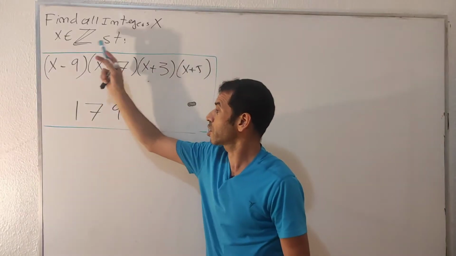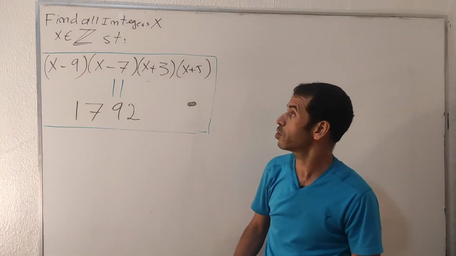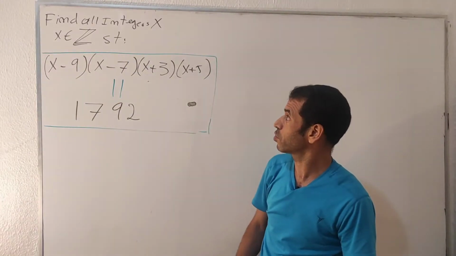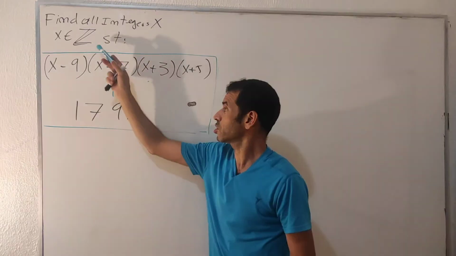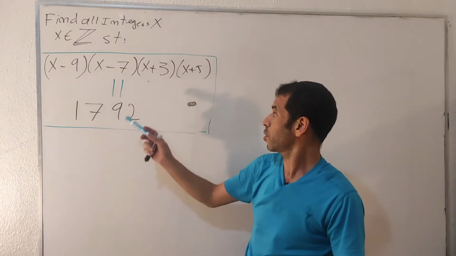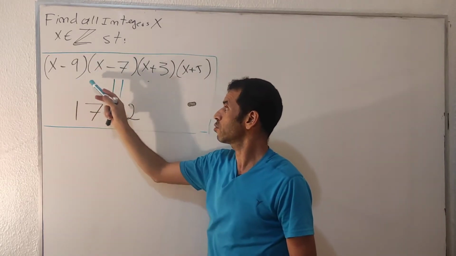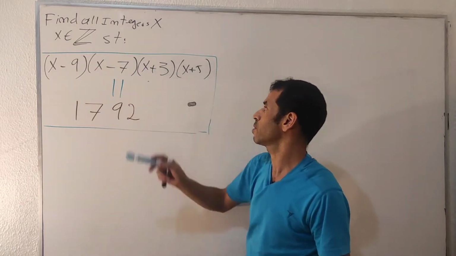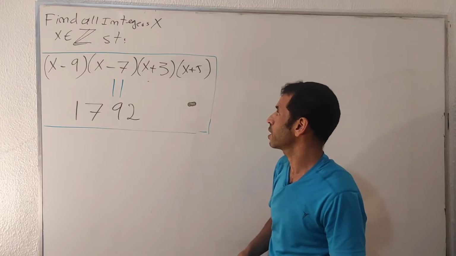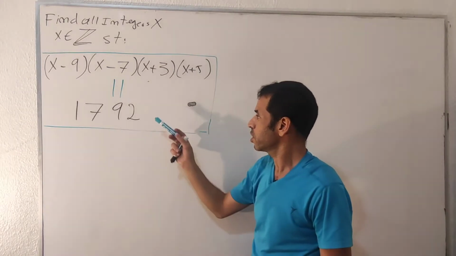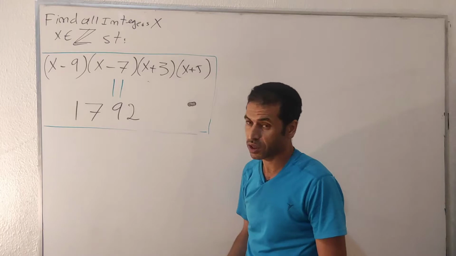In today's video, here is a nice problem that was suggested by a viewer. Here is the following information. Find all integers x such that we have the following equation. We have this product of these numbers: x minus 9 is multiplied by x minus 7 is multiplied by x plus 3 is multiplied by x plus 5. The entire equation equals 1792.